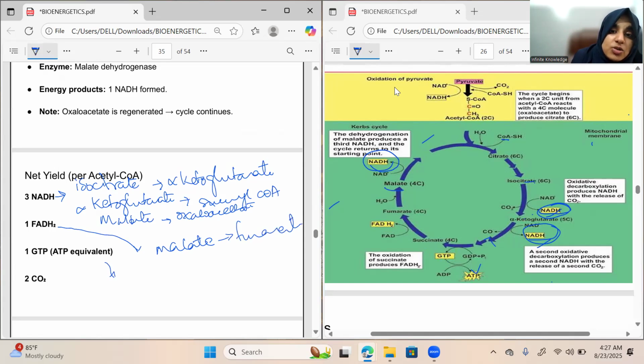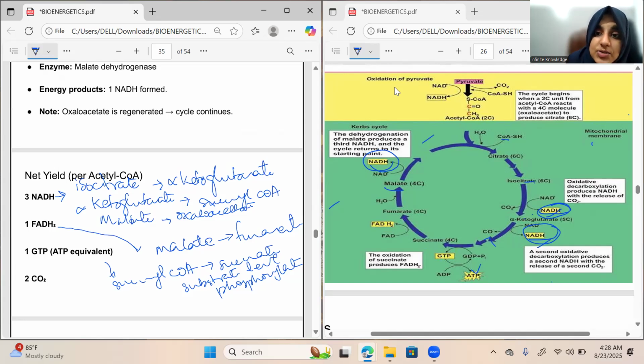Where is GTP produced? GTP is produced where succinyl CoA is converted into succinate. This is known as substrate level phosphorylation. As you can see in the diagram, this is known as substrate level phosphorylation.